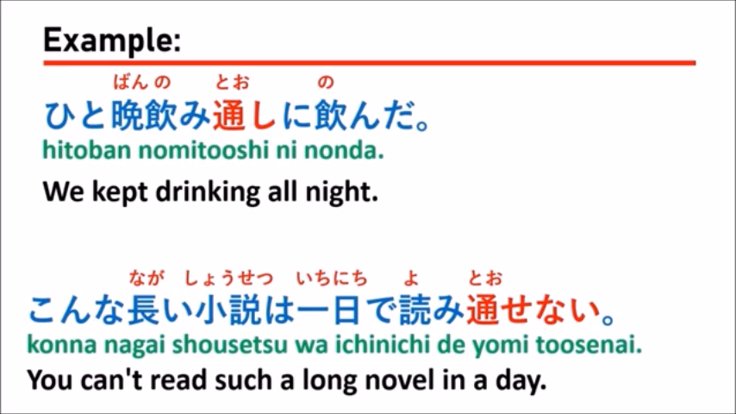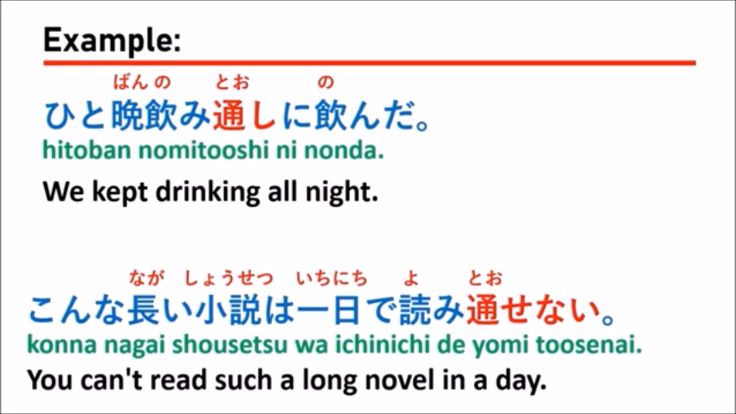Yomi tosenai means that you cannot read continually. You cannot read until it finishes, something like this. In this sentence, they say konna nagai shousetsu. Nagai shousetsu means long novel, right? Ichinichi de yomi tosenai means you cannot read the long novel to the end in one day. So in Japanese, they say yomi tosenai.